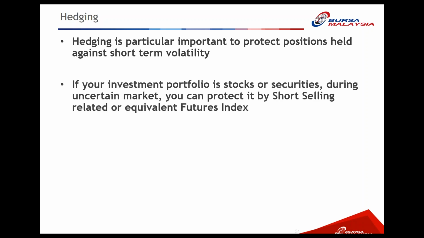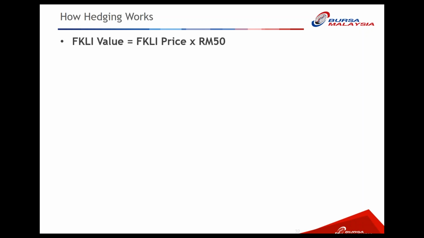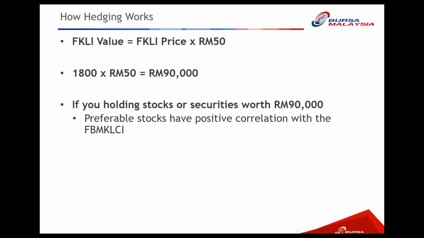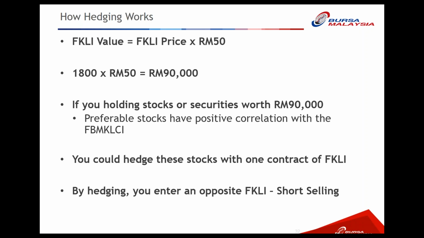If your investment is in stocks or securities, when the market downturns, you can protect by short selling the futures index. In this case, if you trade stocks, FKLI is your futures index. How it works: let's say, as we mentioned before, 1,800, the value is actually 90,000. If you're holding stocks or securities worth about 90,000, and the stocks have positive correlation with the FBM KLCI, you could hedge these stocks with one contract of FKLI. You just short it. By hedging, you enter into the opposite direction, which means a short position.